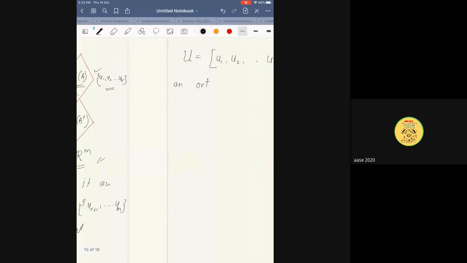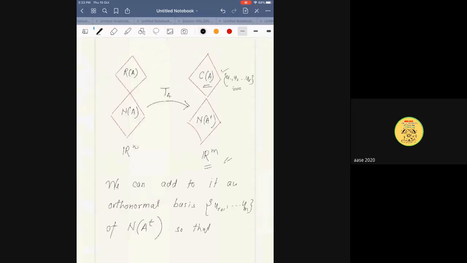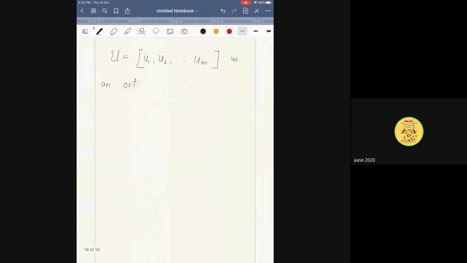so that this U, whose column vectors are u1, u2, um, is an orthogonal matrix. That means we combine these bases, u1 up to ur, and then u r plus 1 up to um, and combining these bases gives the orthogonal matrix. Here we give it the name U. Okay.